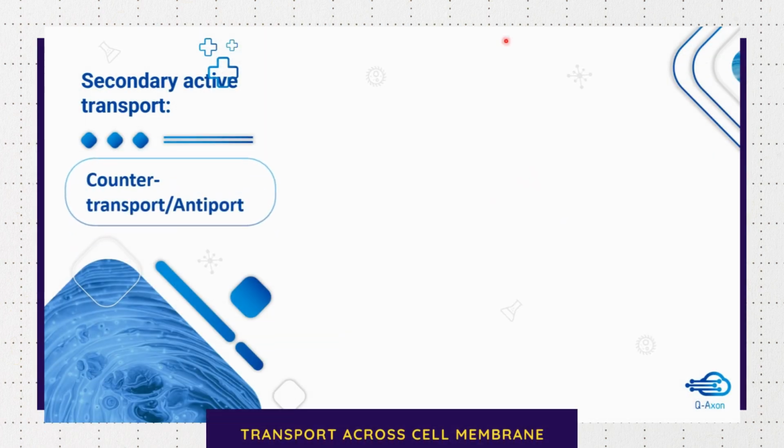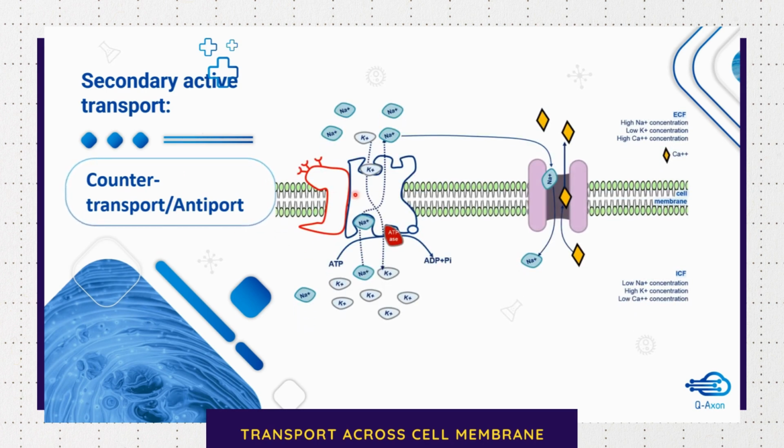Okay. Now let's see the other type of secondary active transport, that is counter transport or antiport. Again, you see we have shown the sodium potassium ATPase, which is maintaining the gradient for sodium ions from outside to inside the cell. And here we have shown a counter transport or antiport mechanism. It has a site for binding of sodium outside, while there is another substance, in this case calcium, which can bind on the inside.